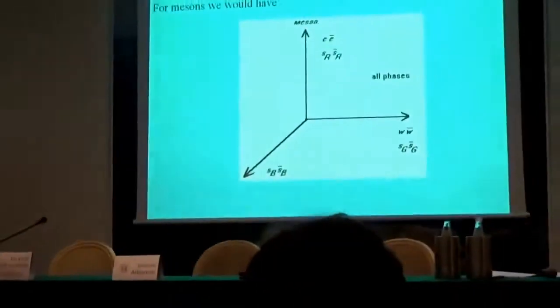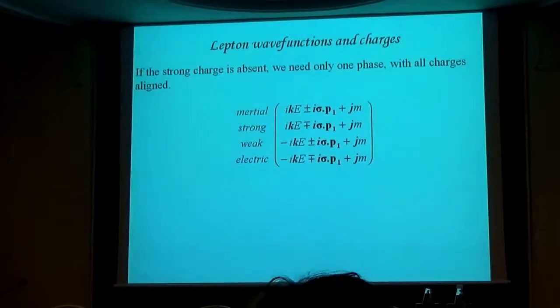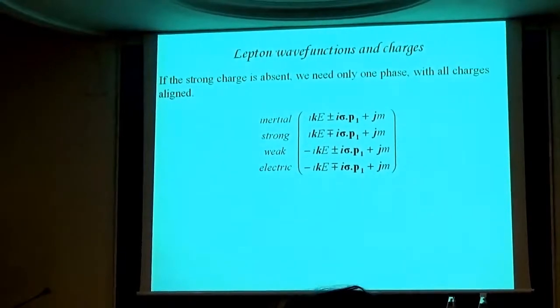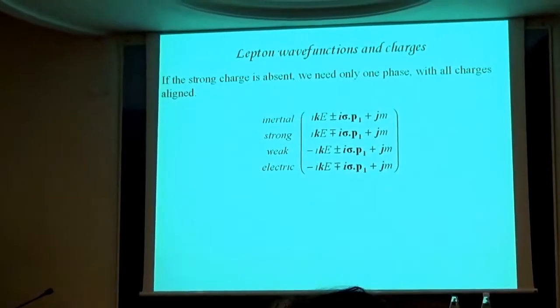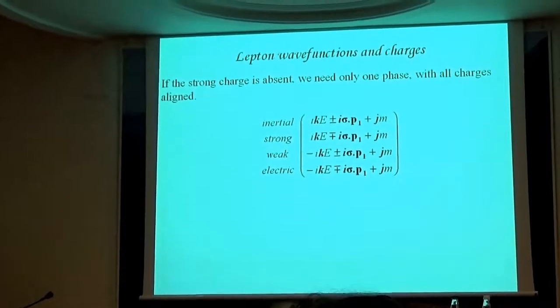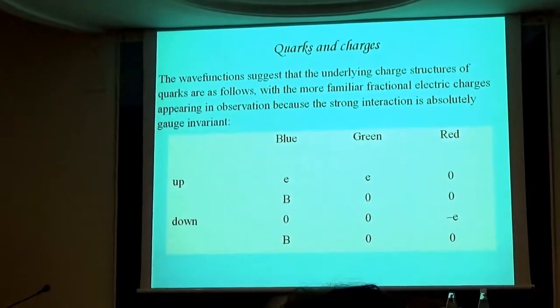And that's how we would do mesons, same concept. If the strong charge isn't present, we see they all line up. If the strong charge is present, to get the three components, we've got to spread them out. We can't spread them out unless we get the three components.